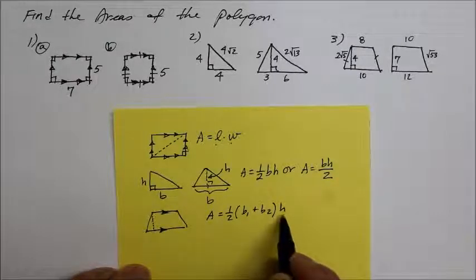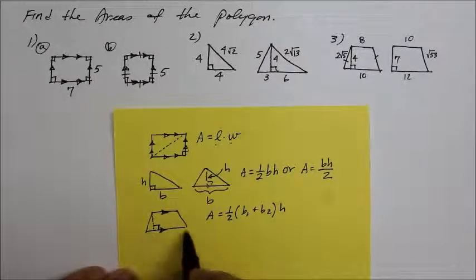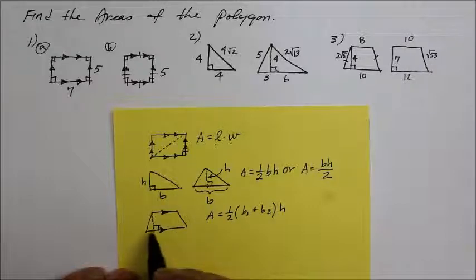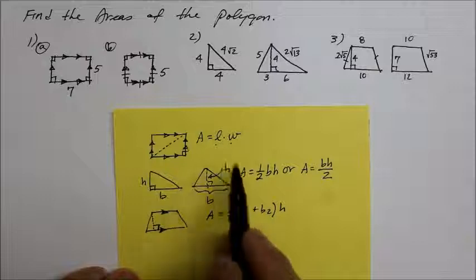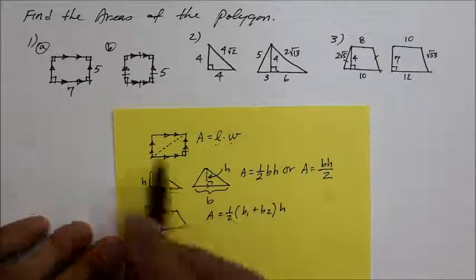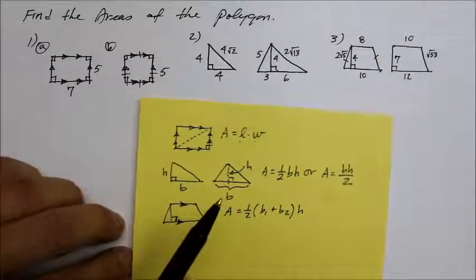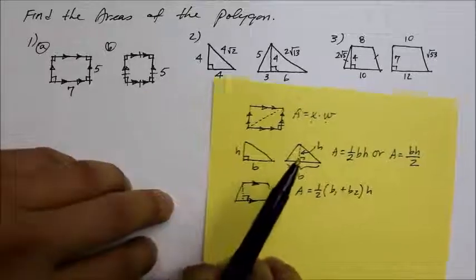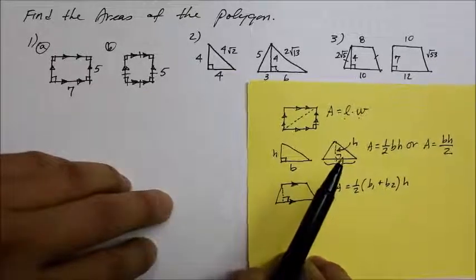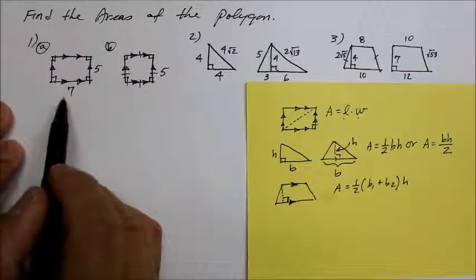And again, the height comes from the given dimension that is exactly 90 degrees or perpendicular to one of the bases of the trapezoid. So there's your three formulas for the area of these polygons, and let's see if we could apply it to these examples. Okay then, let me go ahead and move this over to the side so we can look at it while we evaluate 1A. Here is a quadrilateral.